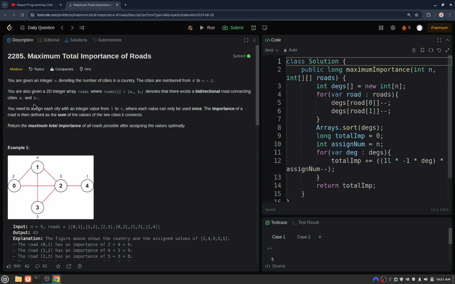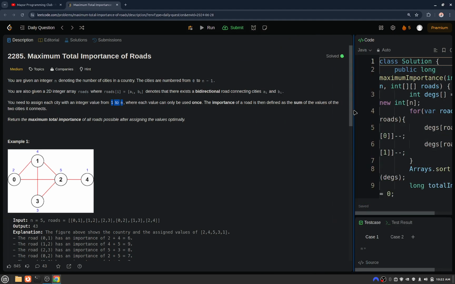So you need to assign each city an integer value from 1 to n, just like it is being done in this particular example. You can see the blue ones are 2, 4, 5, 1 and 3. Each value can only be used once. So you cannot use the nth number for two cities; you can use that number only for one city, assigning it to one city.